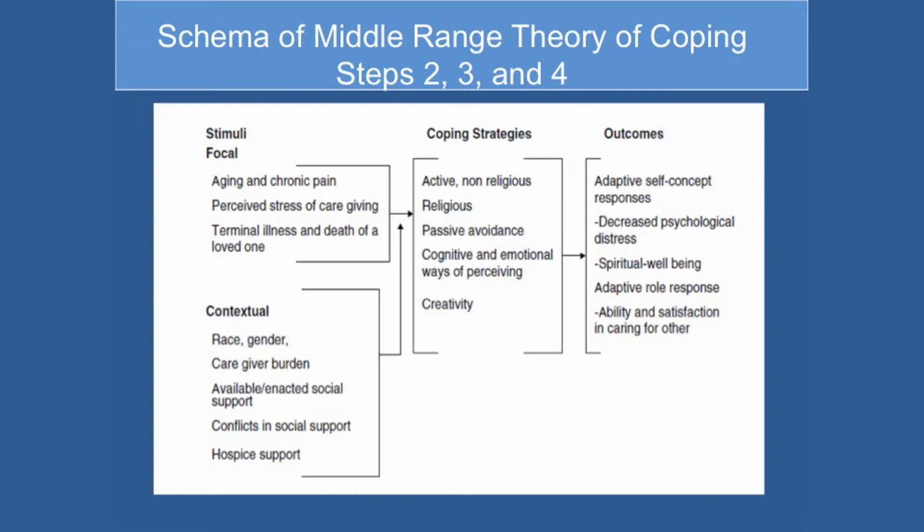Go to the final column, 3, and you see there the outcomes. And these then are described in relation to the adaptive modes as the investigators studied them, and then the author clusters them. So we have adaptive self-concept responses, decreased psychological distress, spiritual well-being, adaptive role responses, and the ability and satisfaction in caring for the other.